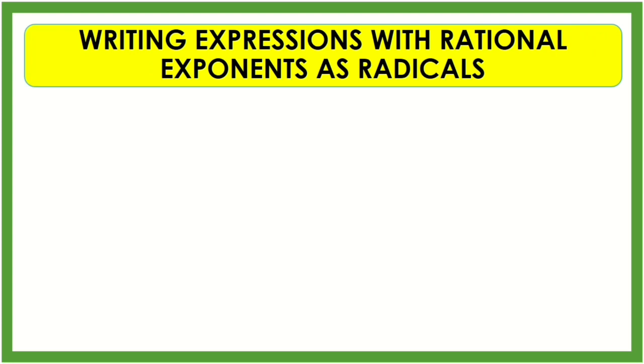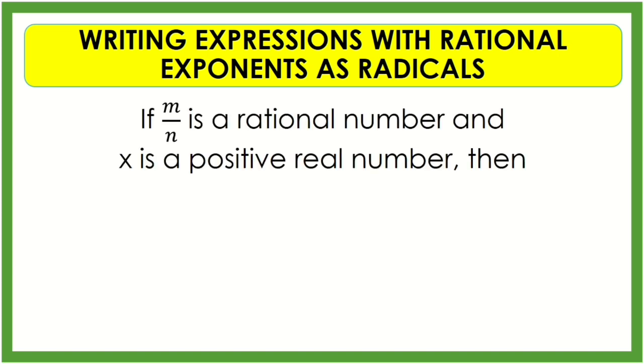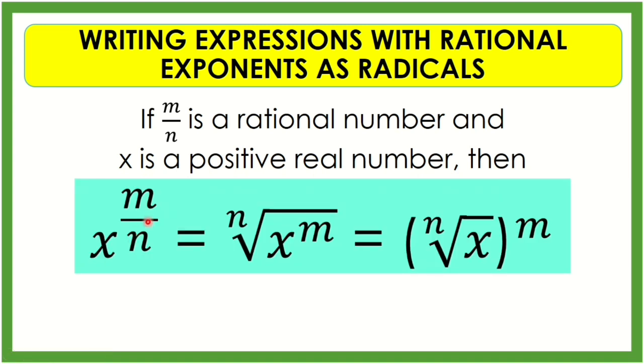Okay, so alam na natin kung ano yung rational exponents at saka radicals. Now, we will write expressions with rational exponents as radicals. If m over n is a rational number and x is a positive real number, then x raised to m over n is equal to the nth root of x raised to m equals the quantity of nth root of x raised to m. So, kung meron tayong rational exponent, pwede natin siyang isulat as radicals.